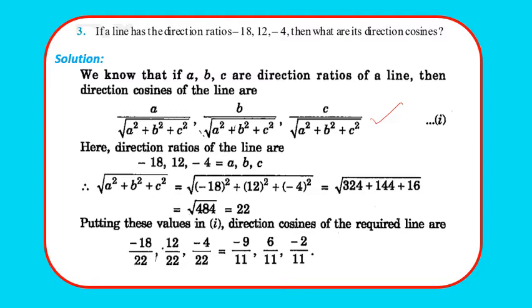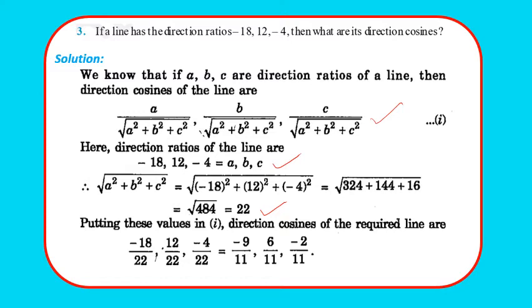So putting the values, a is equal to minus 18, b is equal to 12, and c is equal to minus 4, we get under root of a square plus b square plus c square equals square root of minus 18 square plus 12 square plus minus 4 square, which will give under root 484, which is equal to 22. So putting these values in relation 1, the direction cosines of the required line will be minus 18 upon 22, 12 upon 22, and minus 4 upon 22.